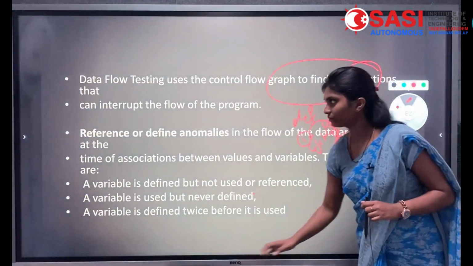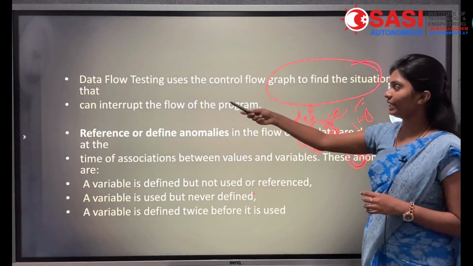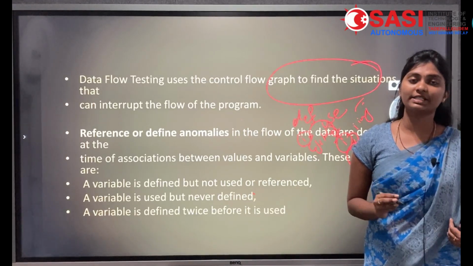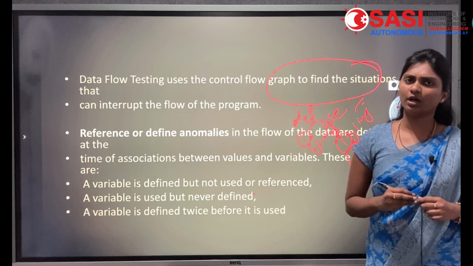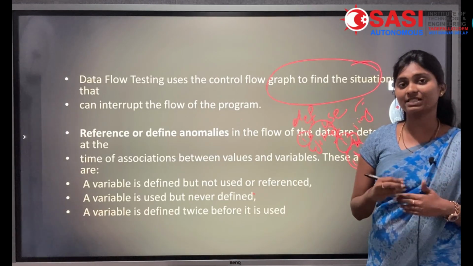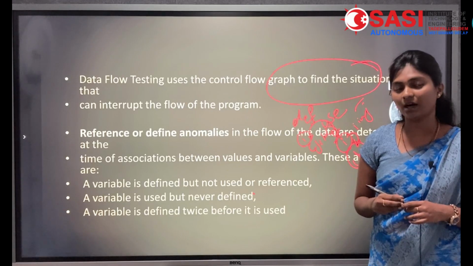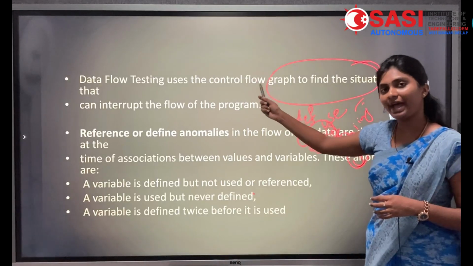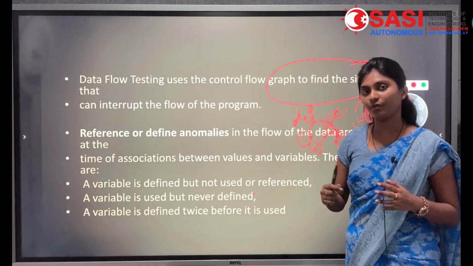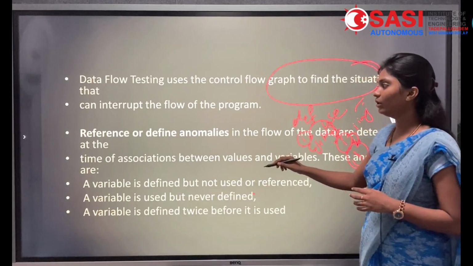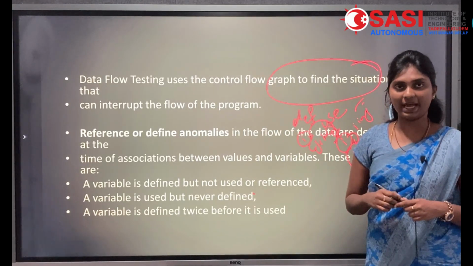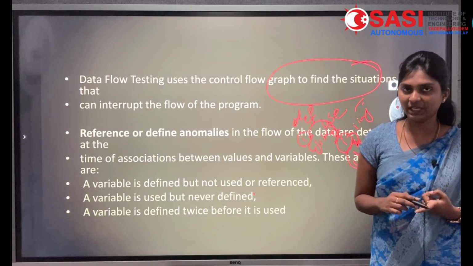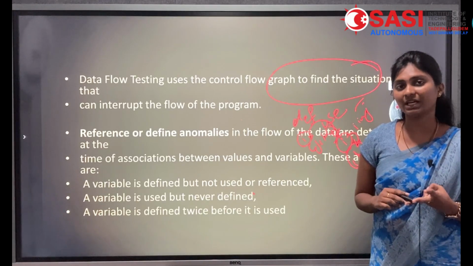Fine. So next one, data flow testing, as I already said, is also called a control flow graph. The control flow graph will show the sequential flow of data of a particular equation. It also has the interruption of a particular program. Now another process we also have in this is nothing but refer. I already explained about define and use. Now we will know about refer.